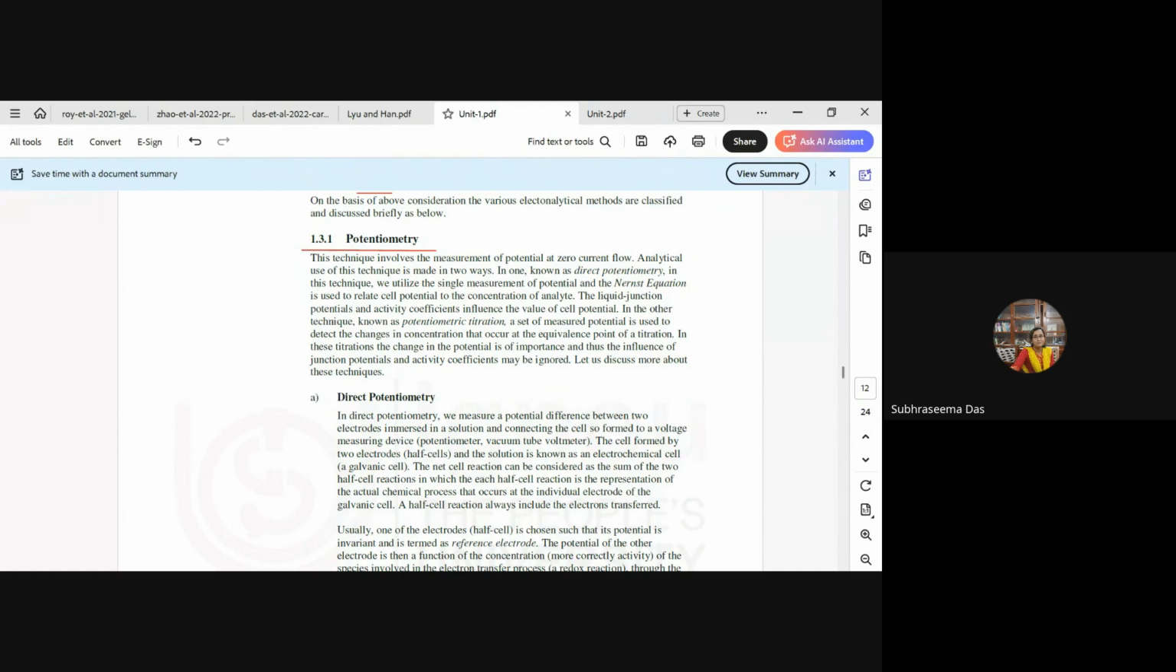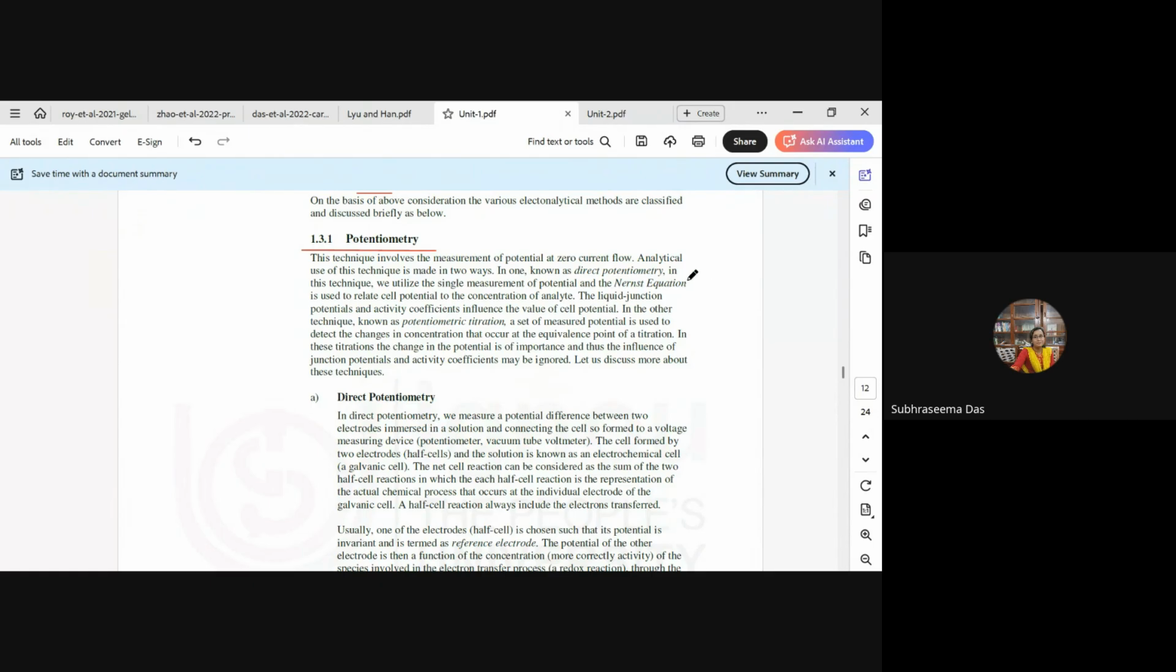Okay, so we'll start with direct potentiometry. First we'll understand what is potentiometry. Potentiometry involves the measurement of the potential when current flow is zero. The analytical use of this technique is done in two ways. First is called direct potentiometry. The other technique, indirect potentiometry, we usually call potentiometric titration.